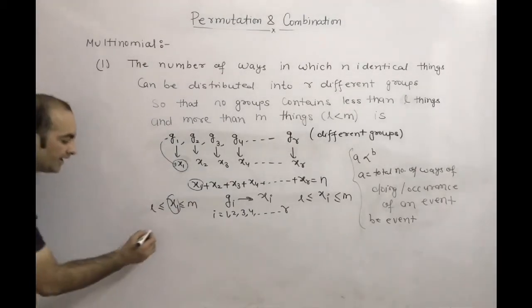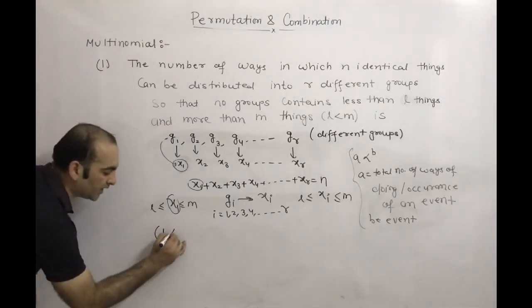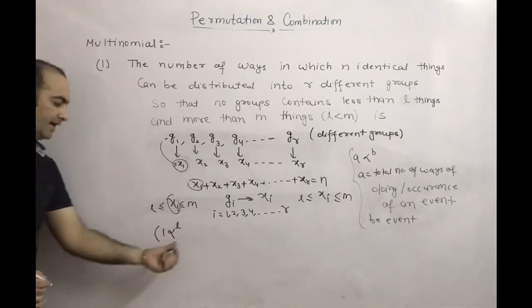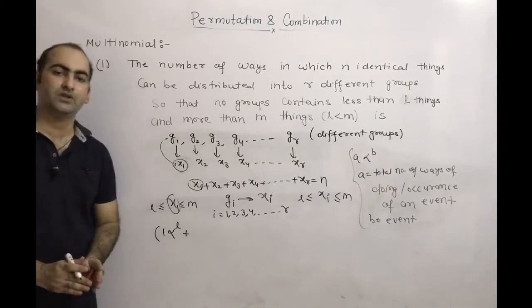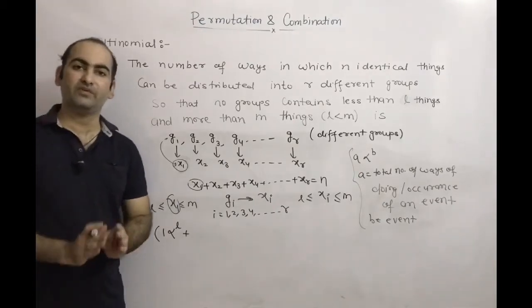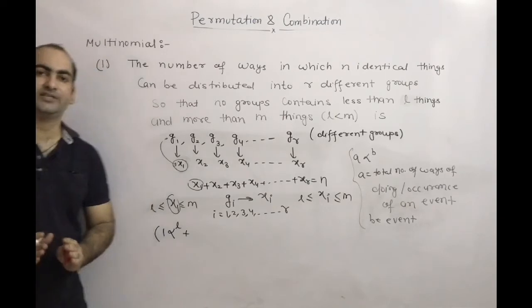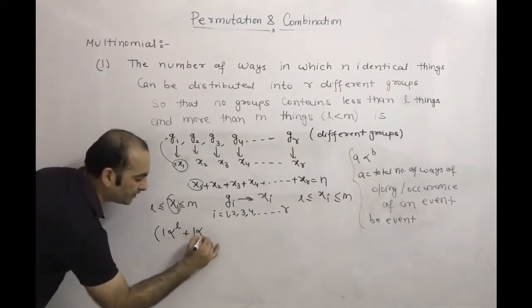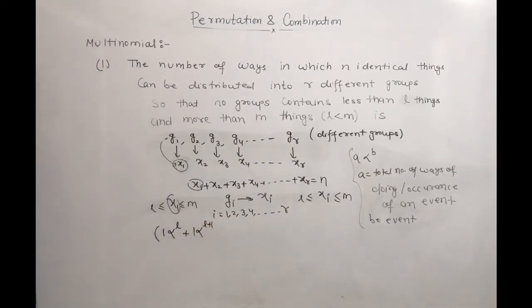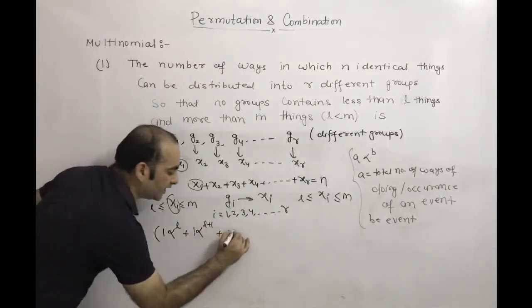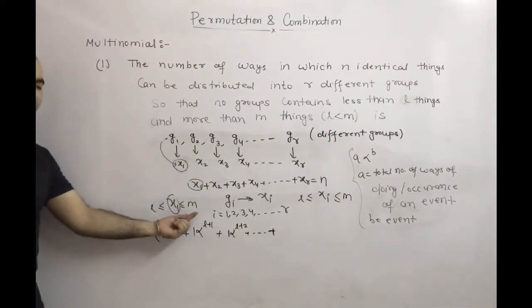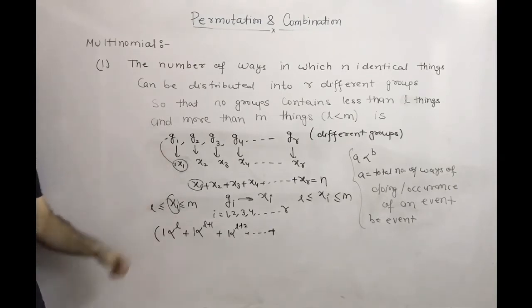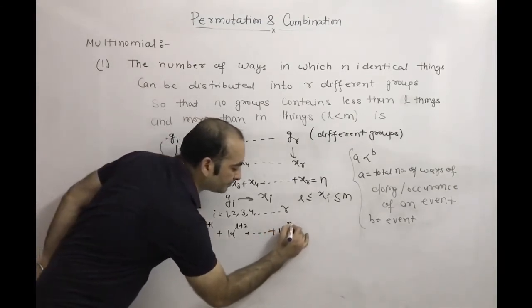So giving l things is one way, 1 into alpha power l. Plus you can give l plus 1 things also. Giving l plus 1 things is also one way, because all are identical things. So we write 1 into alpha power l plus 1, plus 1 into alpha power l plus 2, plus so on. We can give a maximum of m things, and giving m things is also one way, so 1 into alpha power m.